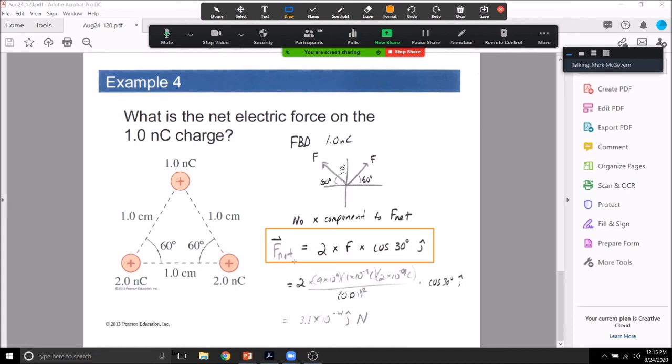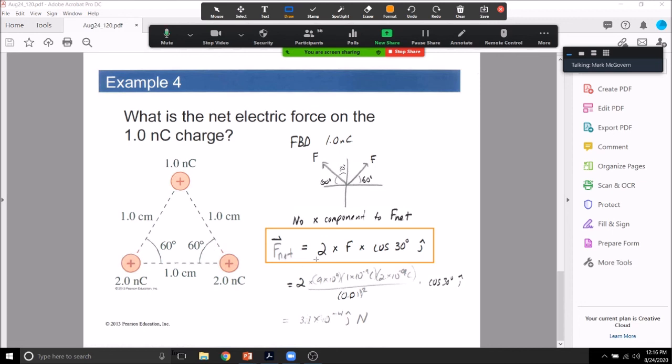Anyway, F net is going to be 2 times the force times a cosine 30 j hat. 2, because there's 2 components of vertical force, right? F is just the magnitude of the force. They're the same charges at the same directions. Cosine 30 is the vertical component, all right? The vertical component of the force here. I went with a cosine 30 because I decided to define my angles with respect to a vertical axis.